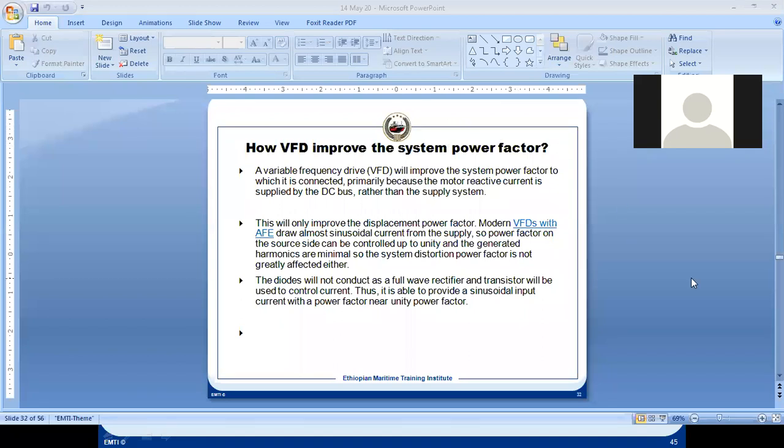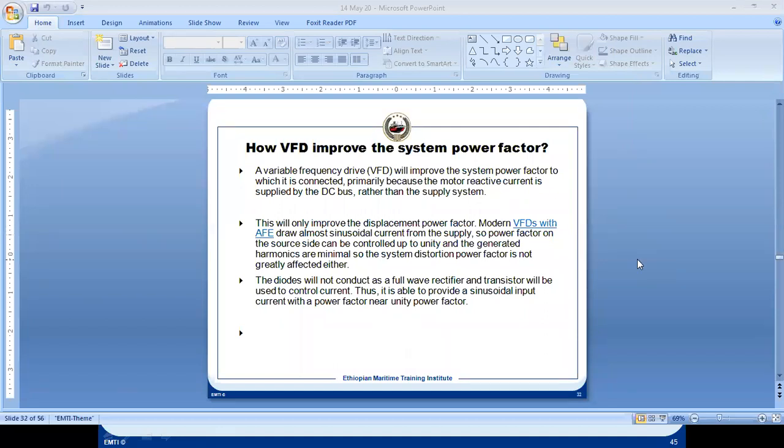Okay, so how can the VFD improve? I have sent you all these slides, today's slides, in the morning, all the additional slides. So you can go through the slides, and whatever doubts you have, you can ask me in the evening classes.